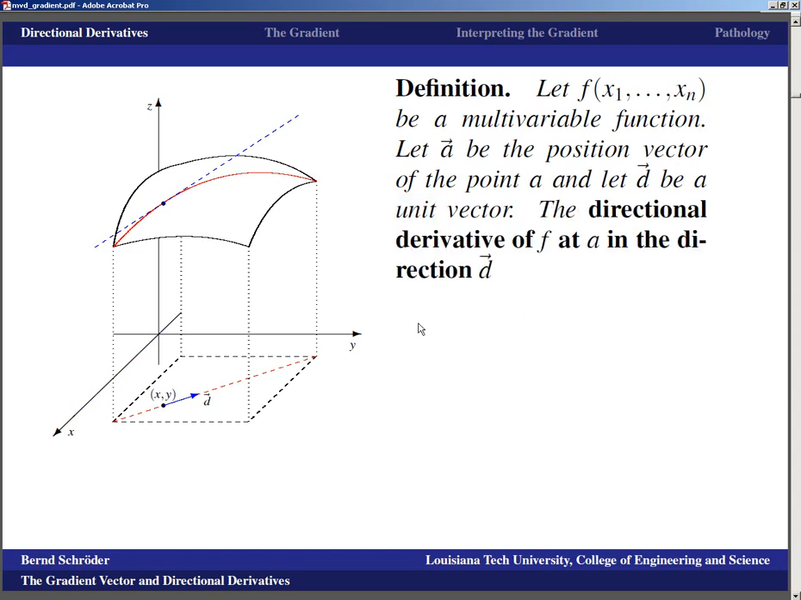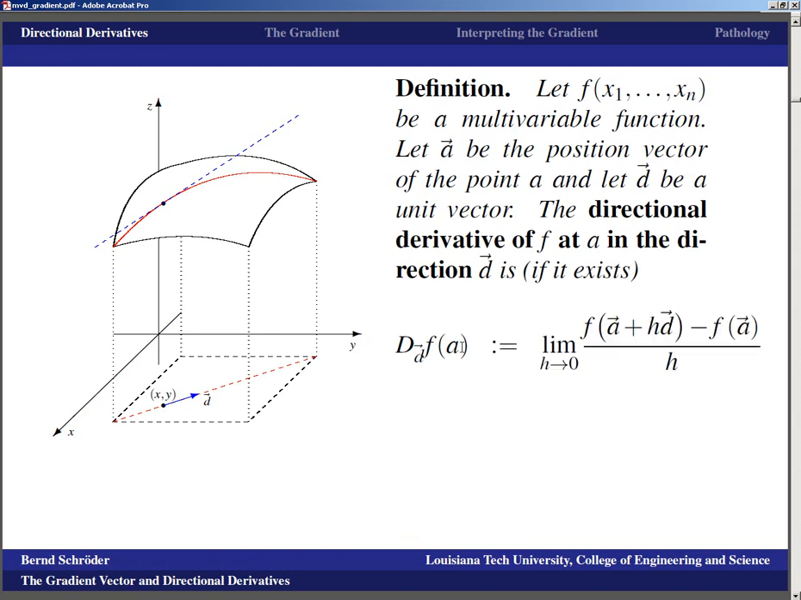Well, then the directional derivative of f at a in the direction d, if it exists, is denoted d subscript direction vector f at a. It's the limit as h goes to 0 of f of a plus h times the direction minus f of a divided by h. And that is just the same thing as the derivative with respect to time at t equals 0 of the function f of a plus t times d.